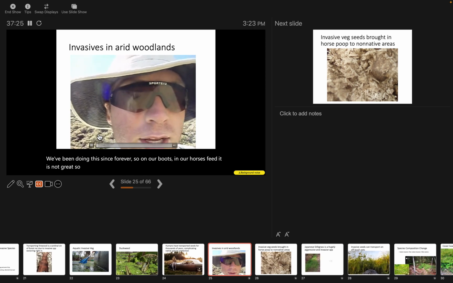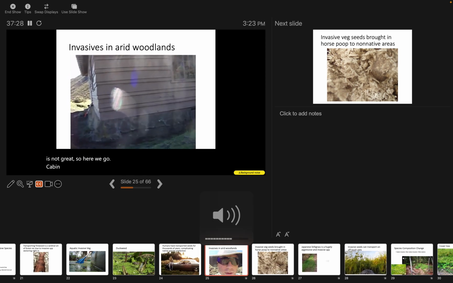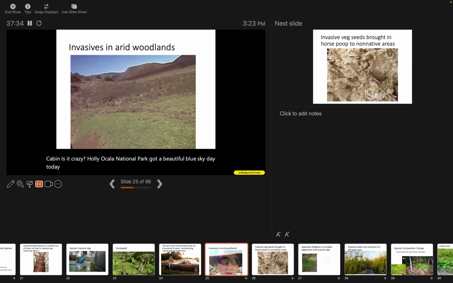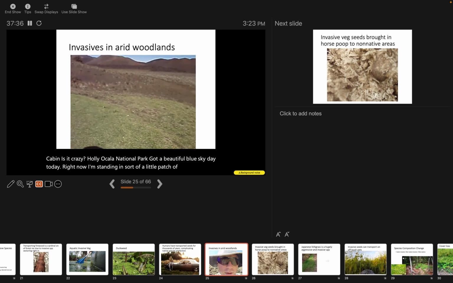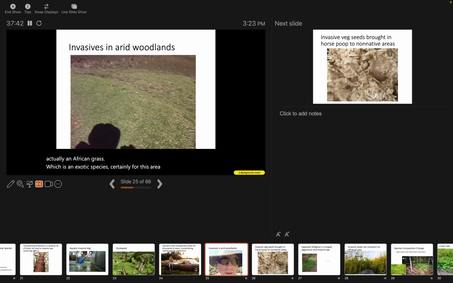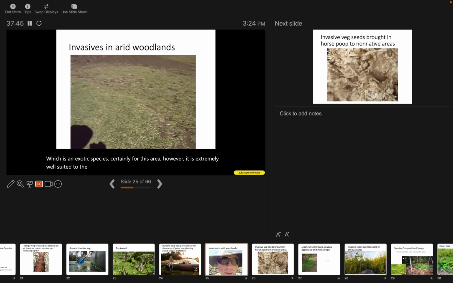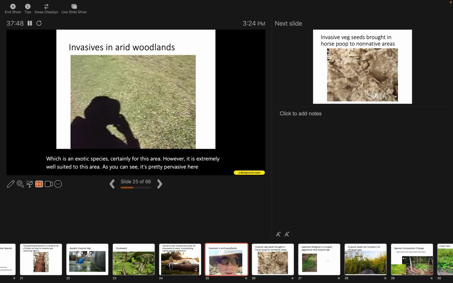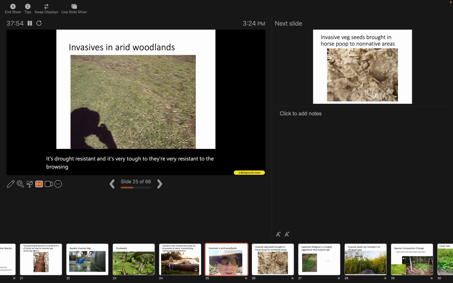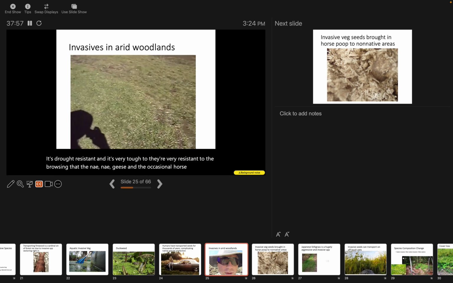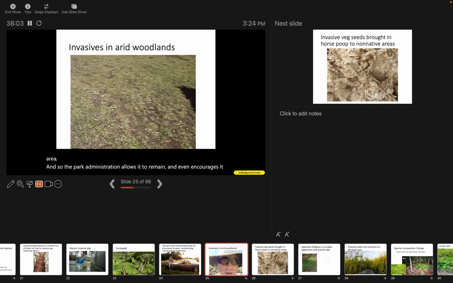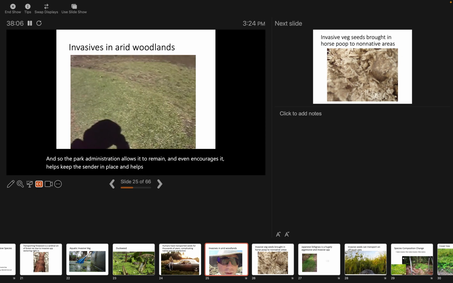So here we go. The Kapala'oa Cabin. This is in the crater of Haleakala, Haleakala National Park. Got a beautiful blue sky day today. Right now I'm standing in a little patch of an African grass, which is an exotic species certainly for this area. However, it is extremely well suited to this area. As you can see, it's pretty pervasive right around the cabin. It's drought resistant. It's very resistant to the browsing that the nene geese and the occasional horse bring to this area. And so the park administration allows it to remain and even encourages it. Helps keep the cinder in place and helps slow down erosion just a little bit.